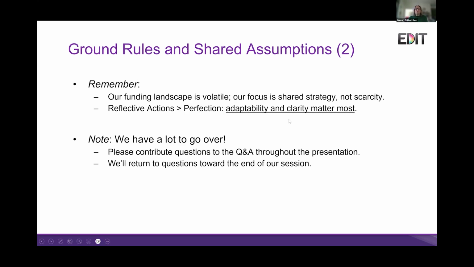So one of the things that is always on our mind with public health and health research is that the funding landscape is especially volatile right now. We should really be focusing on how we can strategically pursue grants, not focus on a scarcity mindset, and really focusing more on reflective actions instead of perfection. So we want to be adaptable, and we want to be clear about what our priorities, what our vision, what our values are in all the work we do. So just these points to underpin everything I'm going to be talking about today.